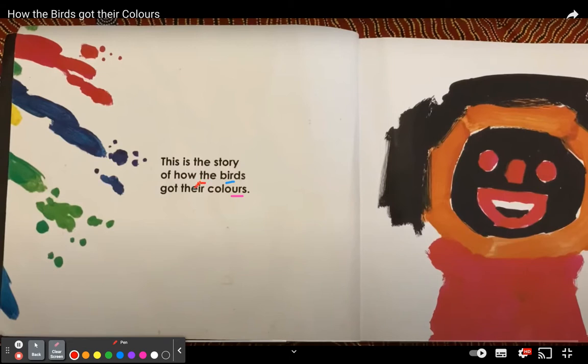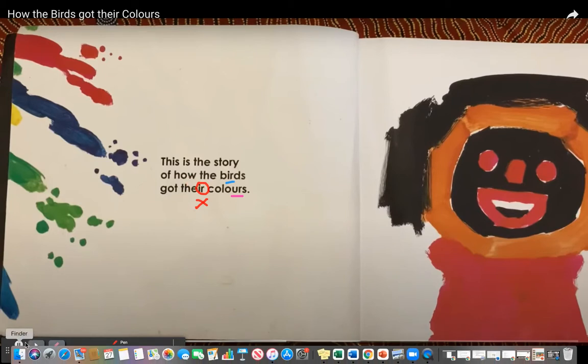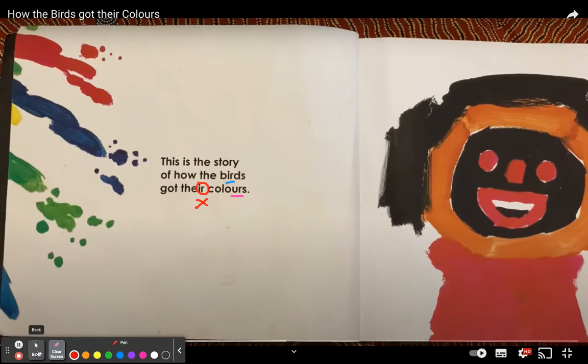Now I can see there's IR at the end of this word, but this one is a no deal because it says got their air. There. It doesn't make the sound. So make sure you're sounding your words out.